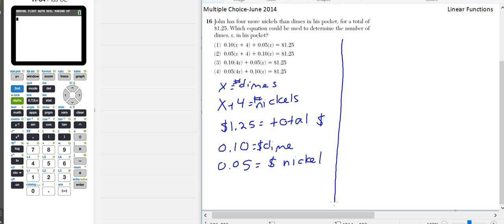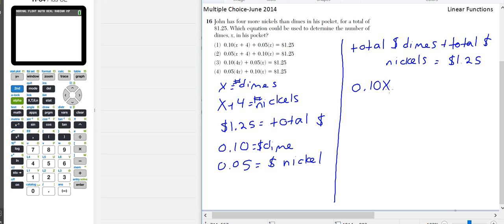So let's do that. We want to add up the total dollar amount of dimes plus the total dollar amount of nickels. And that's going to equal the total dollar amount, which is $1.25. The total dollar amount of dimes is the number of dimes times how much each dime is worth. Since each dime is worth 10 cents, that's 0.10x.